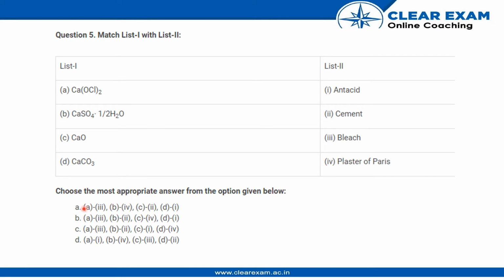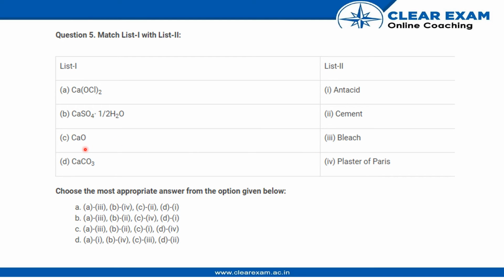By the option elimination method, we have options A, B and C going further. Option D is already eliminated. Then we have CaSO4·½H2O. There is water of crystallization over here, and water of crystallization is contained only in POP, plaster of Paris. So CaSO4·½H2O goes with 4.